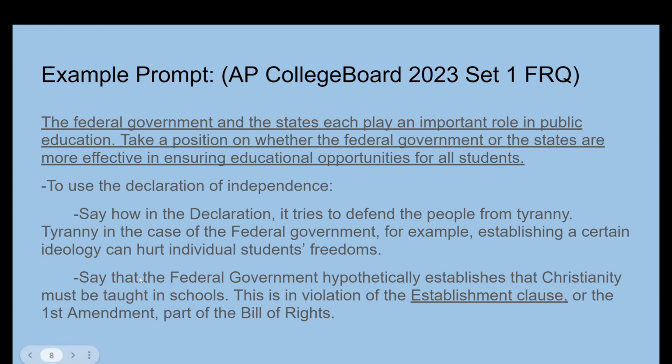And in an individual sense, say the federal government says we all have to teach in our classes that Christianity is the best religion ever, right? That's a clear violation of the First Amendment. It's the Establishment Clause, which we'll get into. It's part of the Bill of Rights, so the federal government cannot establish a single religion. That would be a violation of your Bill of Rights, of your civil liberties, technically. So you could say that as a hypothetical when you're writing the essay.